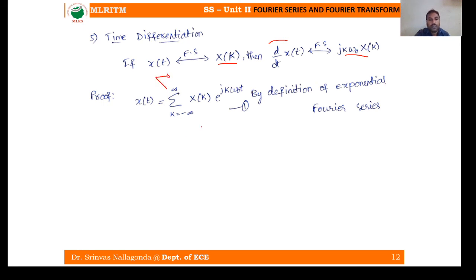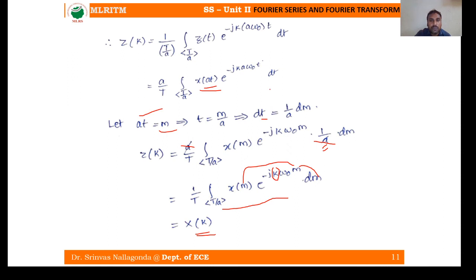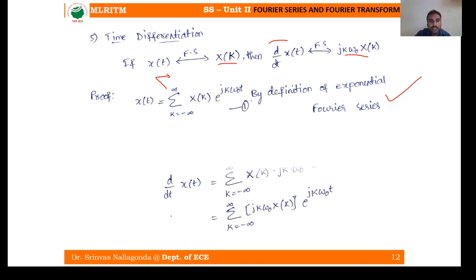There is no integration term. This is the series form. By the definition, we know this is the exponential Fourier series form. But in previous properties, we were seeing the trigonometric Fourier series form, right? So next, differentiating with respect to t.